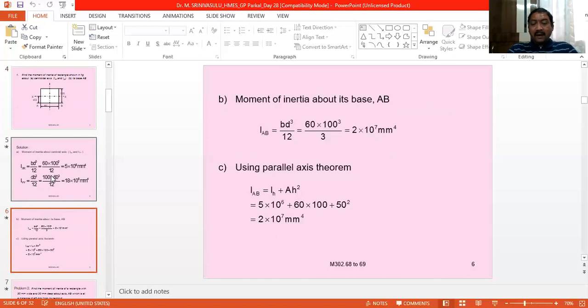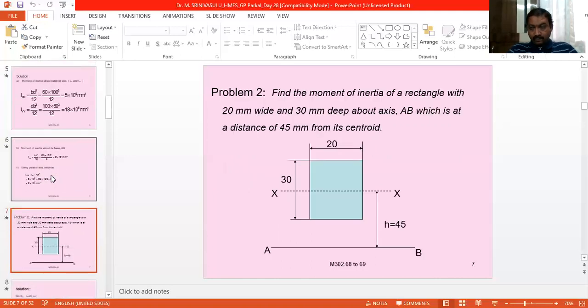Now we'll go to the next problem. Find the moment of inertia of a rectangle with 20 millimeters wide and 30 millimeters deep about an axis AB which is at a distance of 45 millimeters from its centroid.